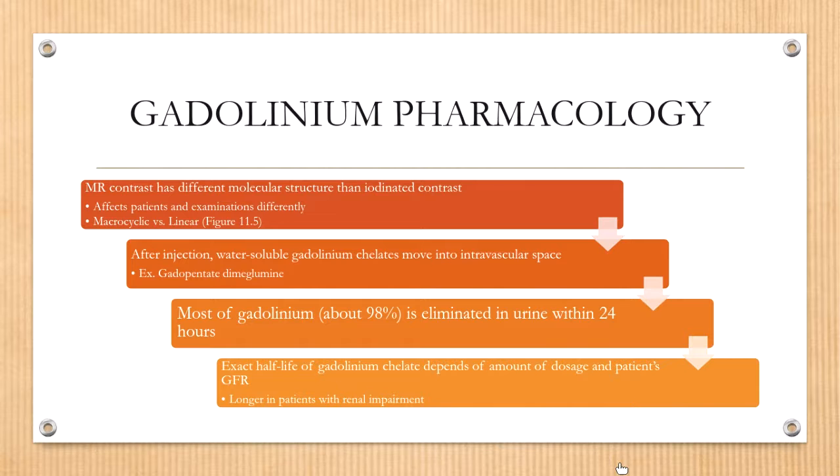But the exact half-life of gadolinium chelates depends on how much we're giving the patient, as well as the patient's pathology and their GFR, their kidney function. Patients that have renal impairment or kidney disease will have a longer amount of time of reduction or elimination of the gadolinium in their system.